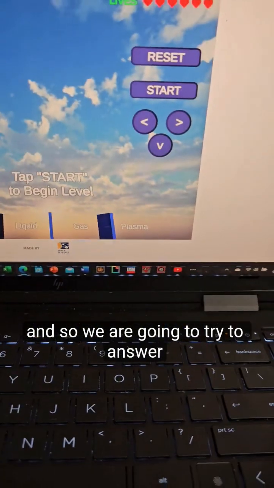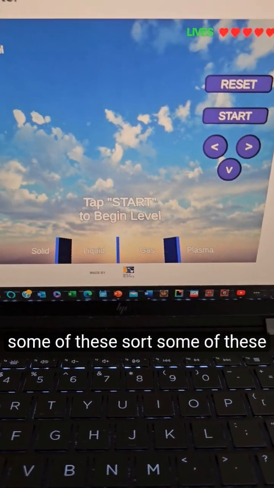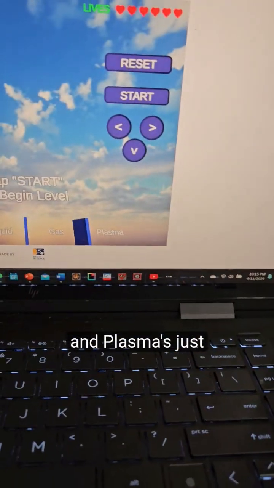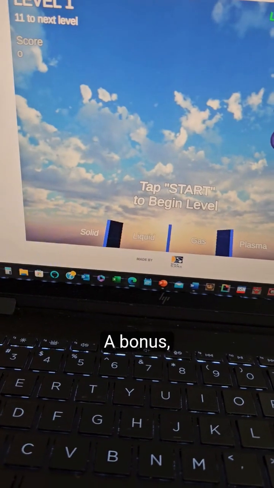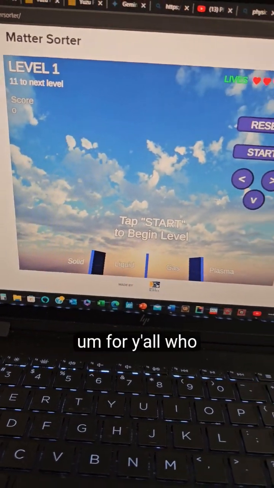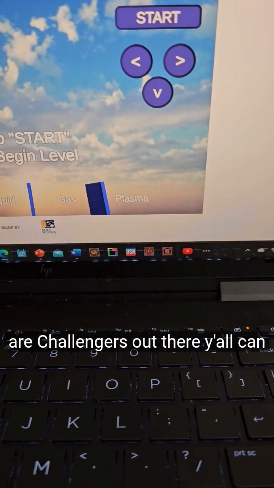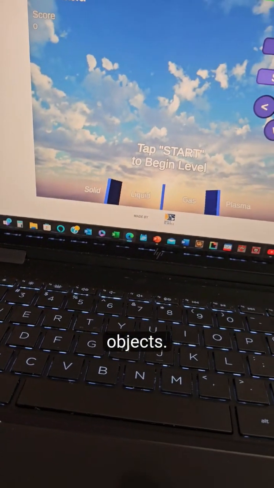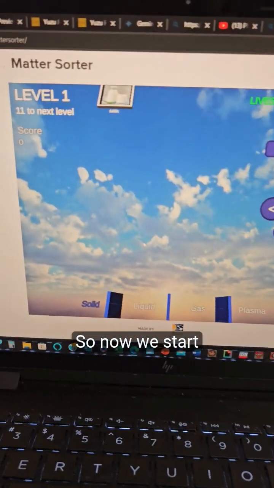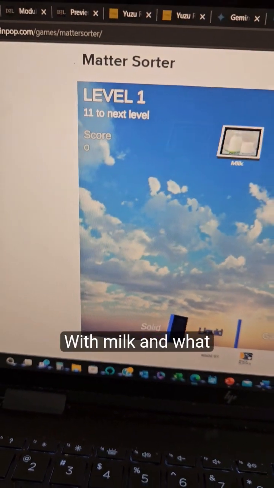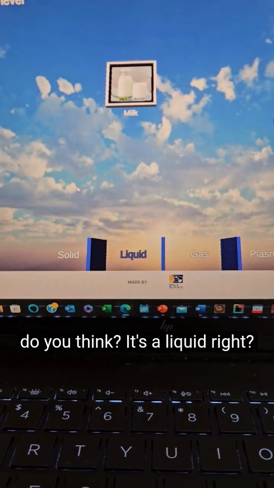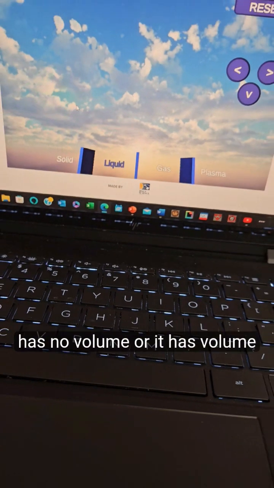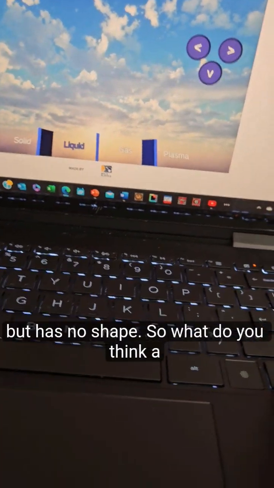And so we were going to try to answer some of these, sort some of these objects into these categories, and plasma is just a bonus for y'all who are challengers out there. Y'all can attempt to categorize these objects. So now we start with milk, and what do you think? It's a liquid, right? Because it has no shape. It has shape, but it has no volume. Or it has volume, but it has no shape.